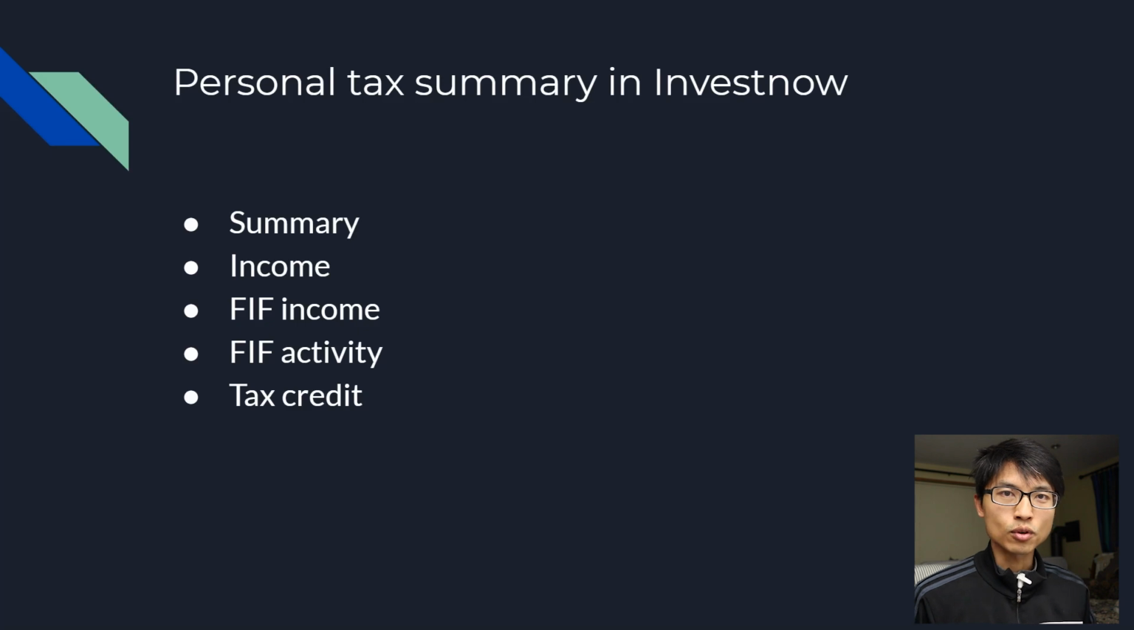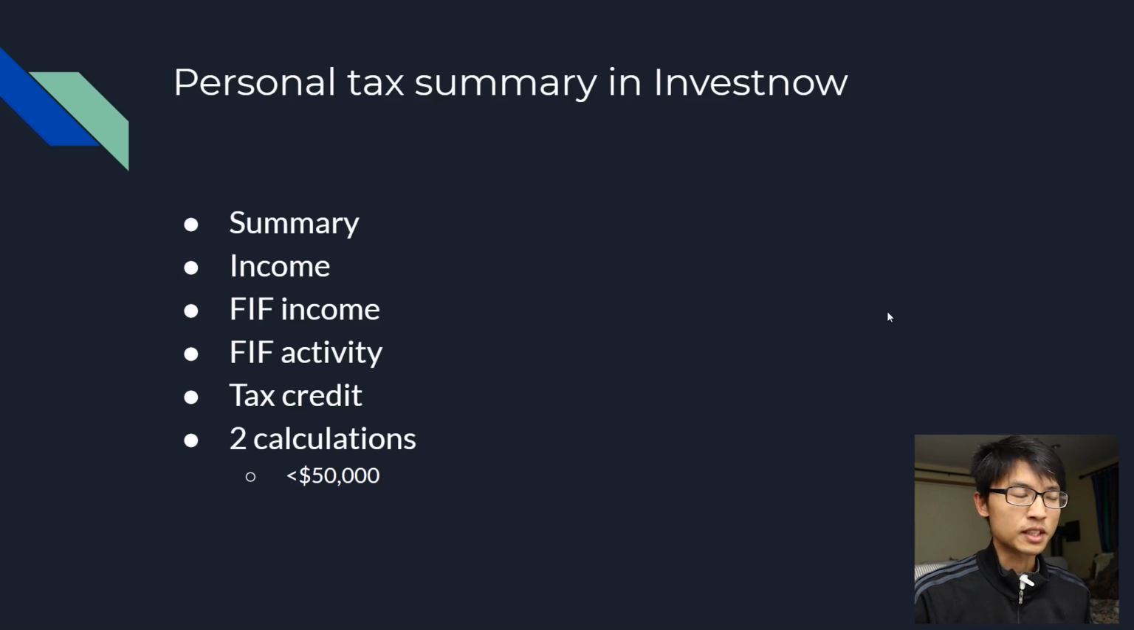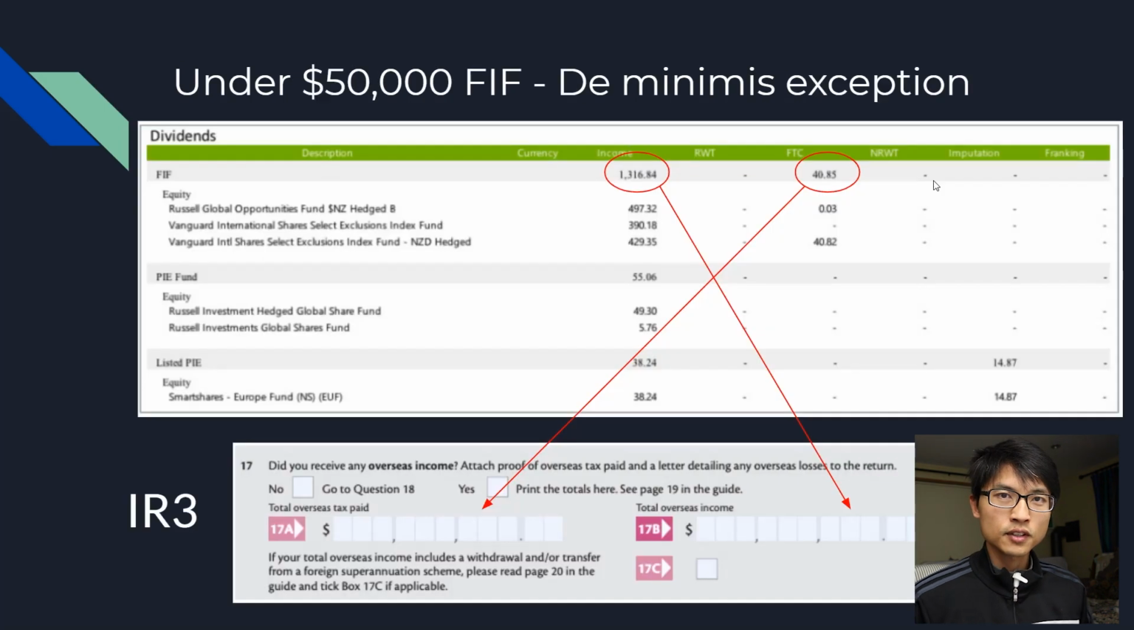Using your tax summary form, your foreign investment tax is calculated differently depending on whether you have under $50,000 in your foreign investments or if you have more than $50,000. In the first situation, you have under $50,000 in your foreign investment funds, so you would qualify for a de minimis exception. In this situation, you are only taxed on your dividends from your foreign investment fund.